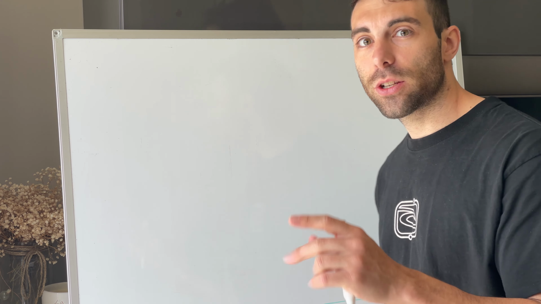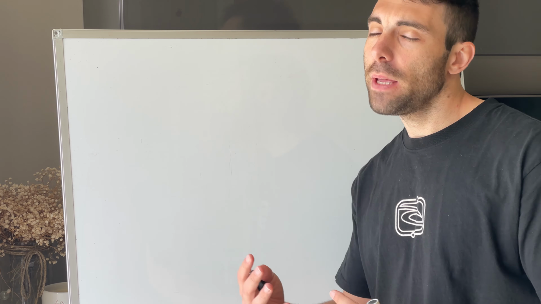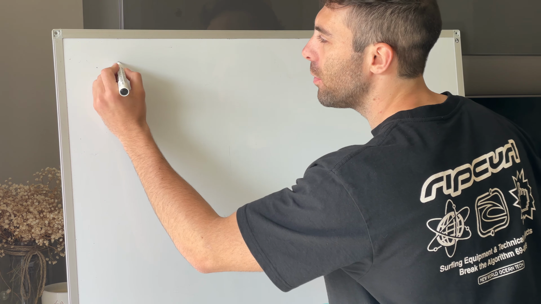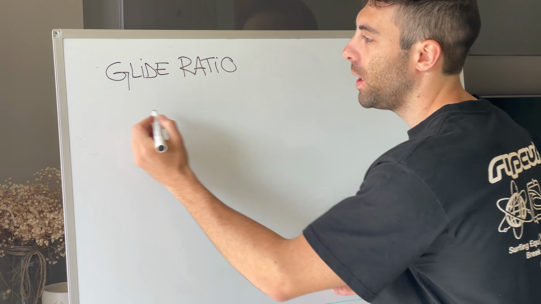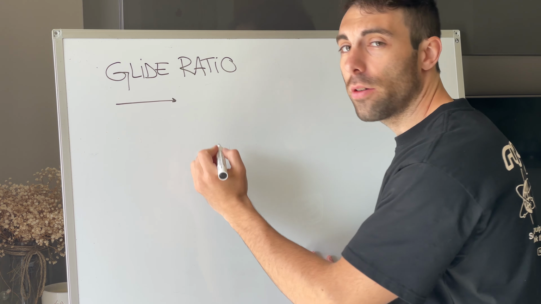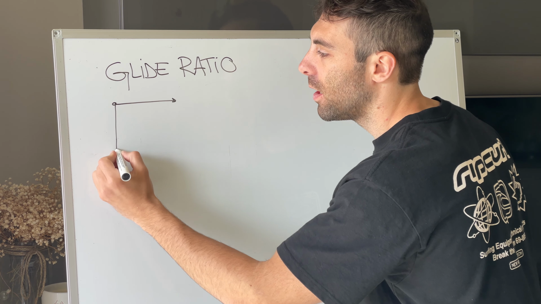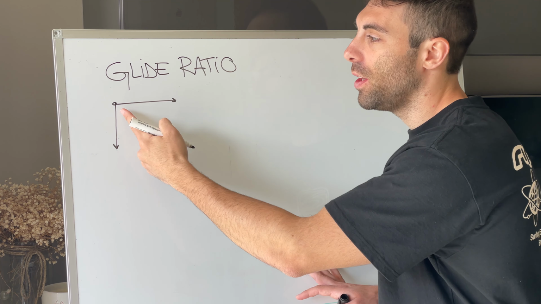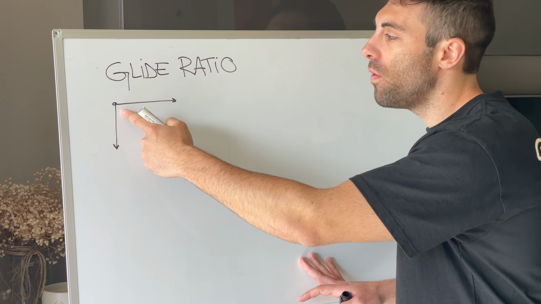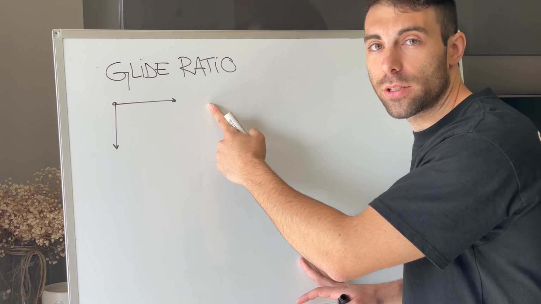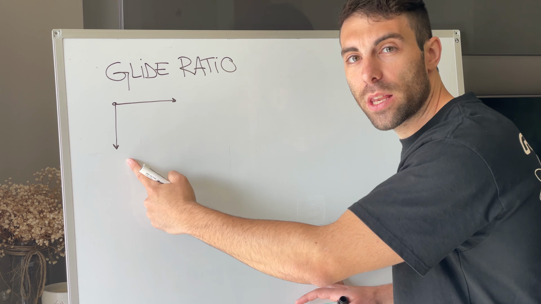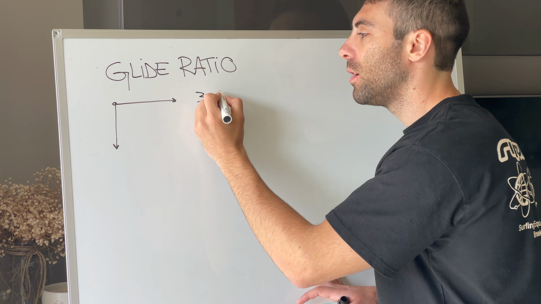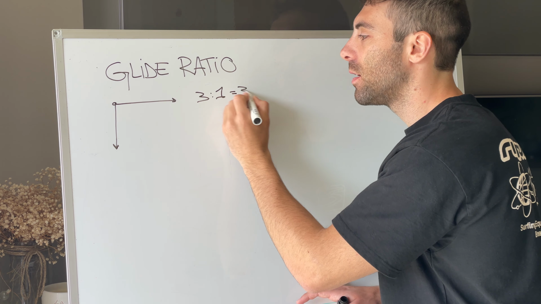The first one is called glide ratio. That means how efficient your wing is. The glide ratio is the ratio between horizontal and vertical distances that you're flying. So for example, if your wing is able to move 3 meters horizontally and 1 meter vertically, your glide ratio is 3:1. In this case, 3.